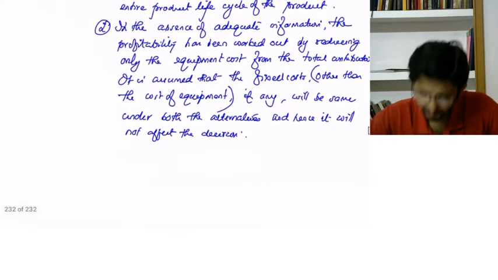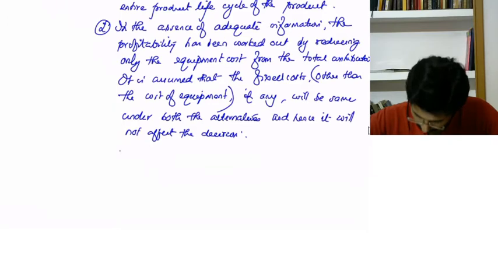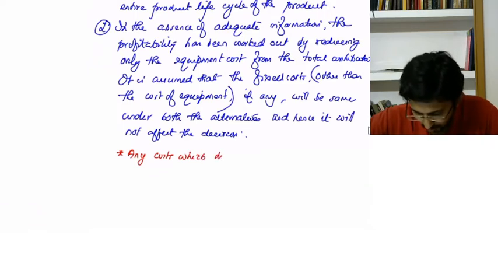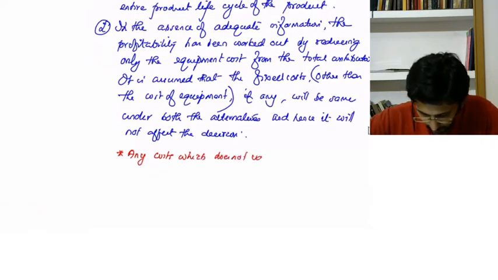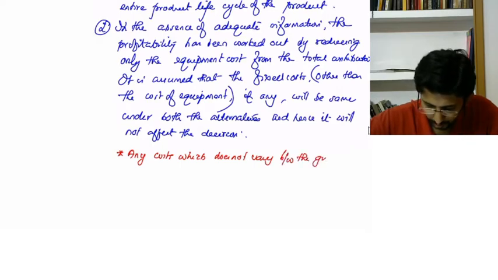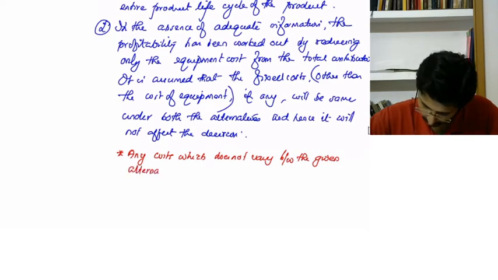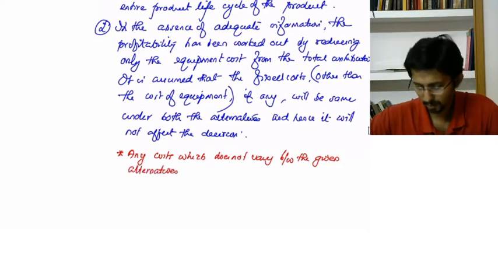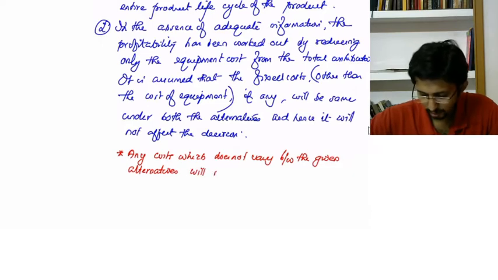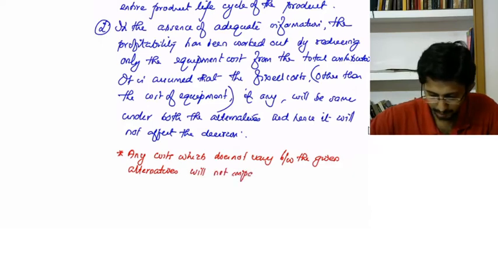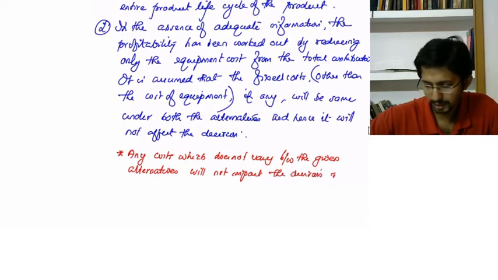Okay, so you can write: any cost which does not vary between the given alternatives will not impact the decision in any manner.